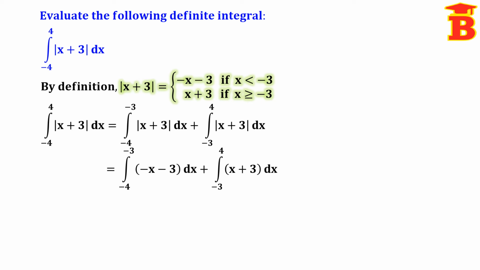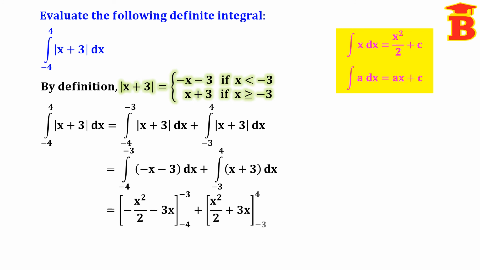Now we can integrate this very easily. Here we use the formula integral x dx equals x squared by 2. Similarly, a is any constant, so integral a dx equals ax. So for the first term, for this x we use the formula x squared by 2. So minus x squared by 2 minus 3 into x, and the limit is from minus 4 to minus 3. Plus integrating the second term, x integrates to x squared by 2, plus 3 integrates to 3x, and the limit is from minus 3 to 4.